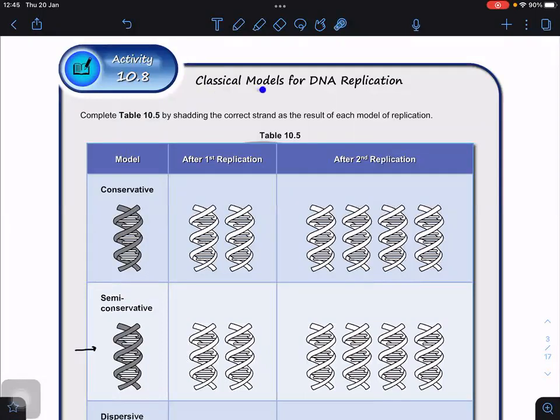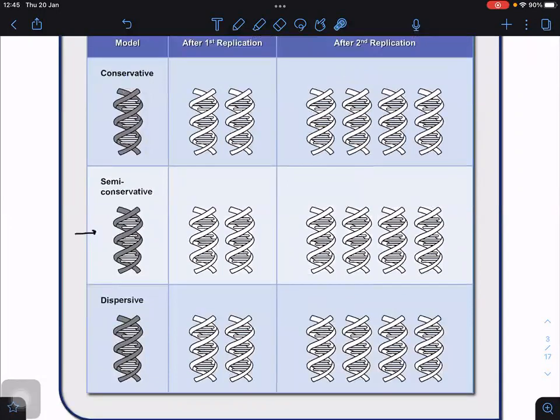So let's look at this classical model for DNA replication. You need to shade the correct strands as a result of each model of replication in this table. As I said, conservative is very, very simple. If you want to shade for conservative, the original one still remains the same. The original strand you will shade. Semi-conservative, very important, will be like this. Open up, so one left, one right, and one always at the end.